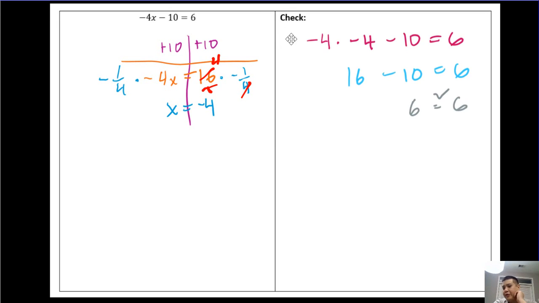Here, we go plugging negative 4 back in for x. Negative 4 times negative 4 is 16. 16 minus 10 is 6.